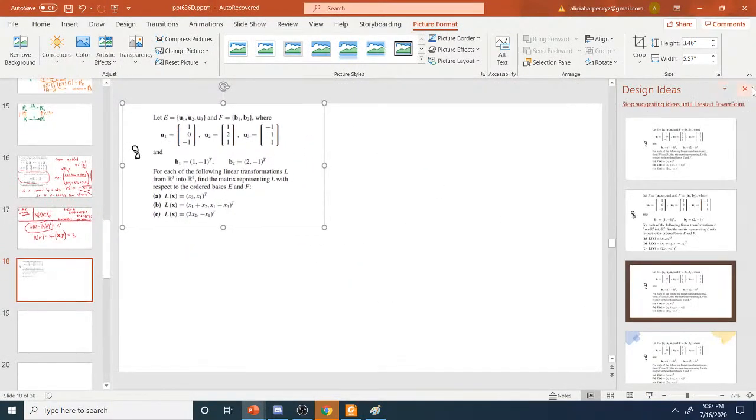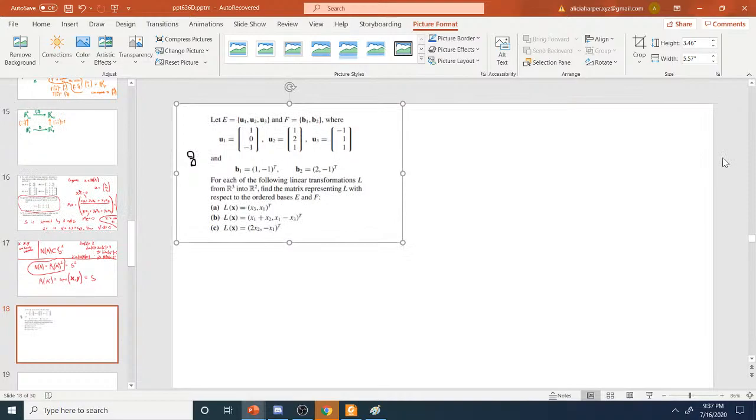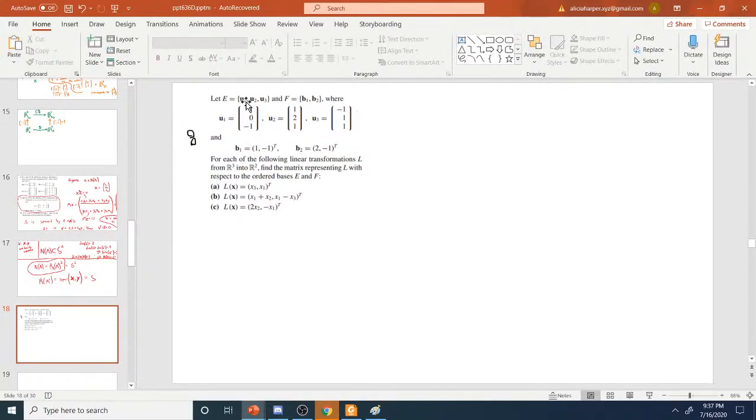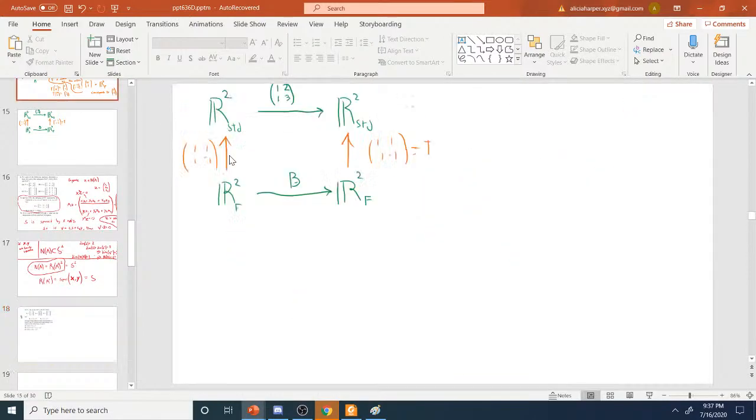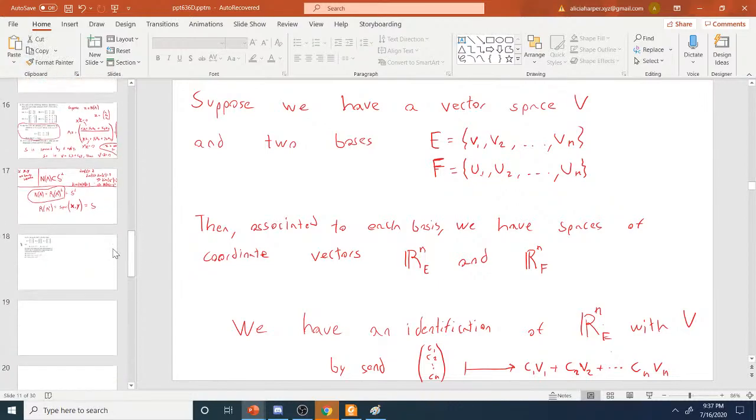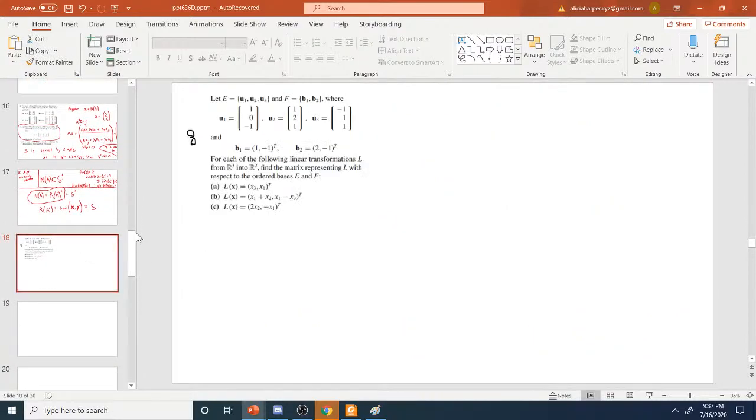All right, so we have two bases, E and F, and we know what these basis vectors look like. And so what we want to know is how to represent linear transformations L from R3 into R2 by matrices in terms of the ordered bases E and F.